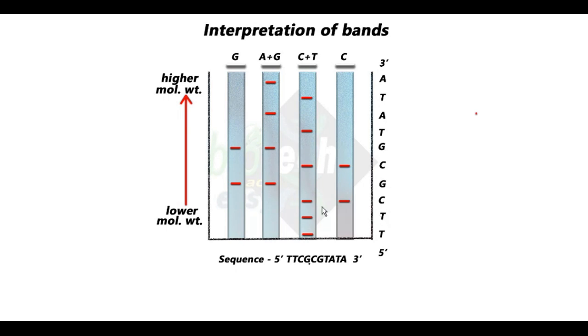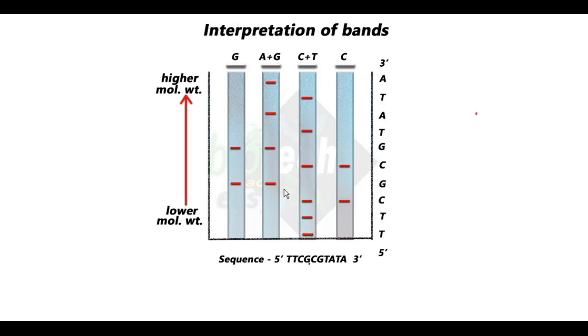But here you see, this band is present at the same position in this lane as well as in this lane. That means this band is present in the product of this tube as well as in the product of this tube. So that means what it is showing? It is showing that it cannot be T. It should be C, because C is present here as well as here. C is common in both. So that's why this band is also common. So interpretation is that it should be C. It can't be T. Had it been T, it should have been present only in this particular lane.